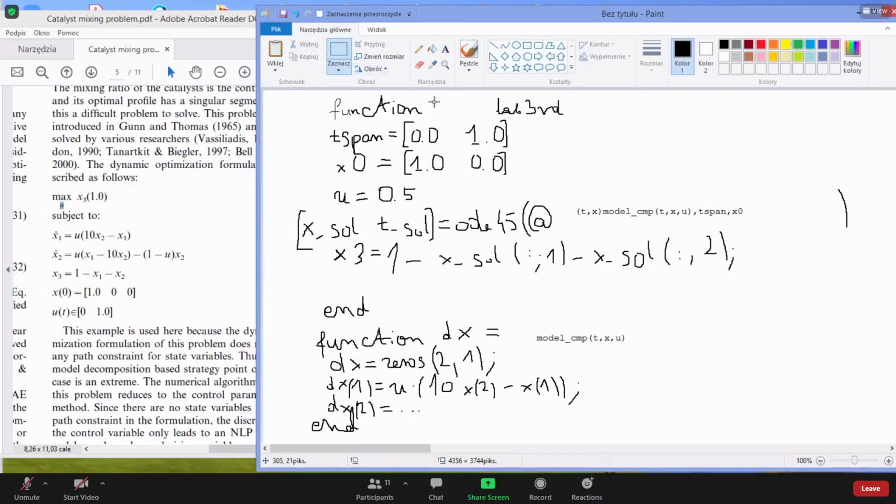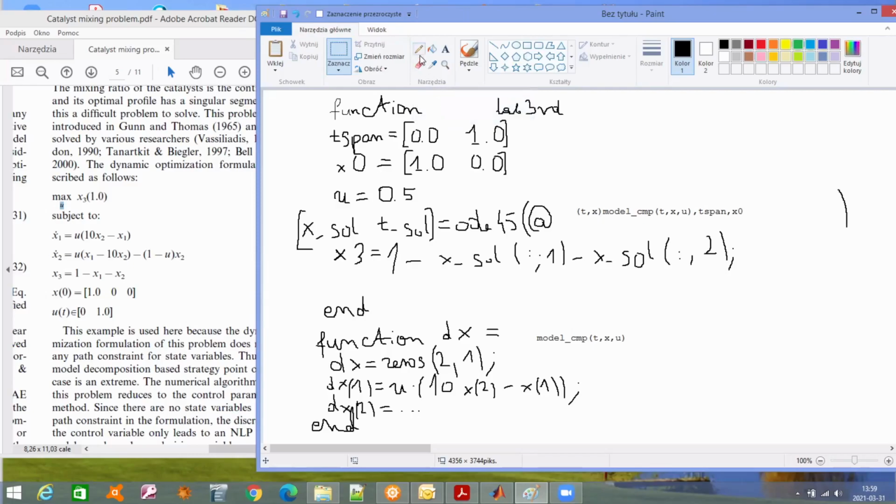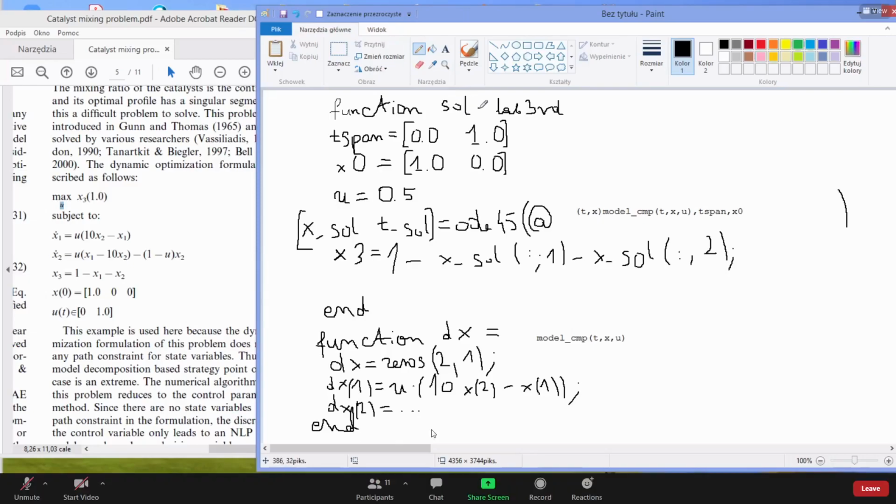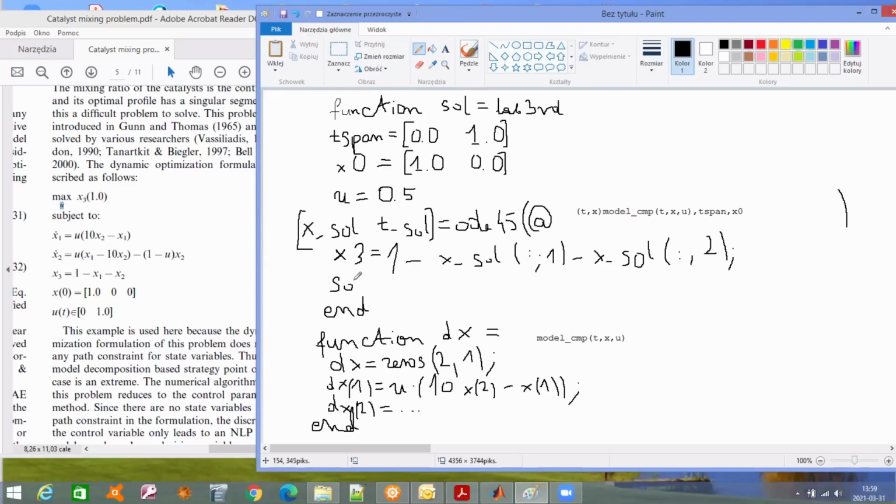Then our solution is the value of X3 at the end of the process. So, moreover, you can plot the solve.